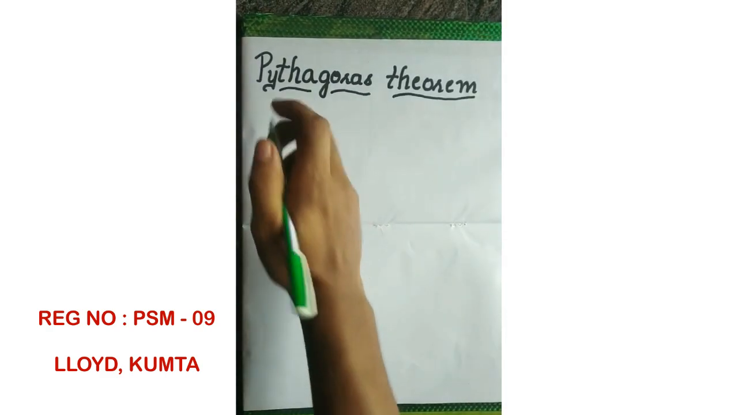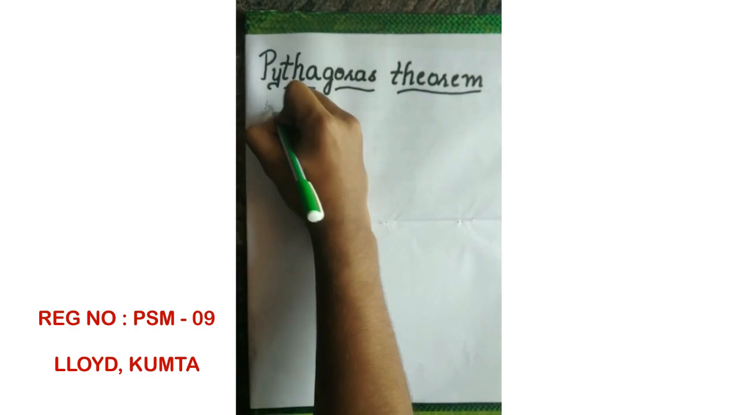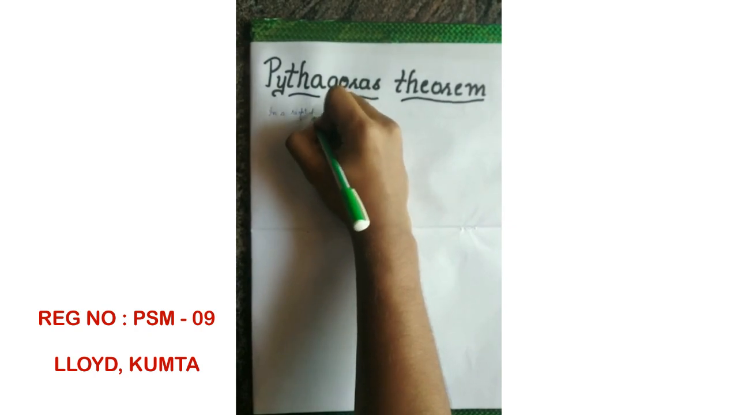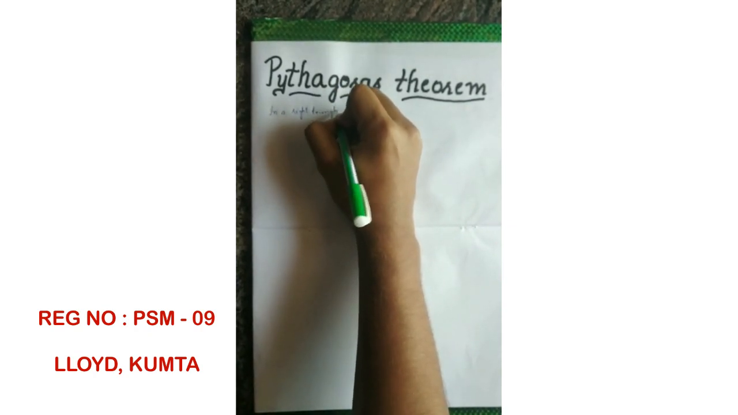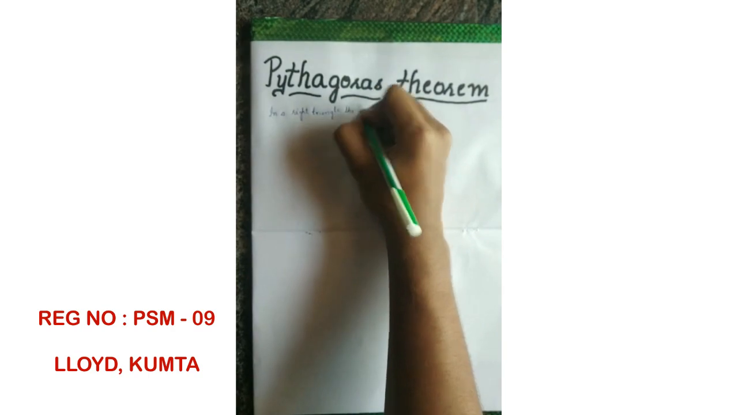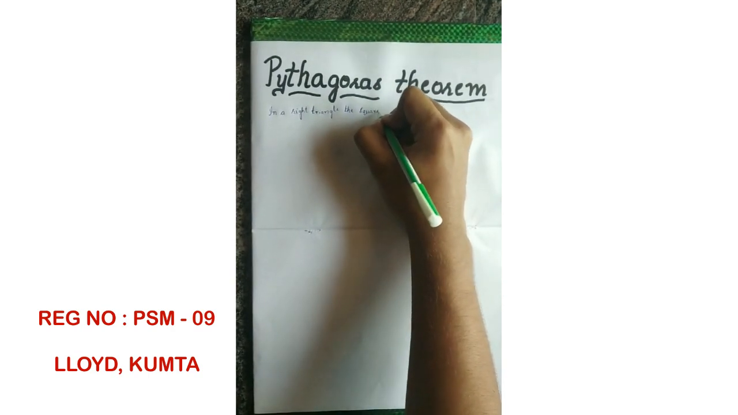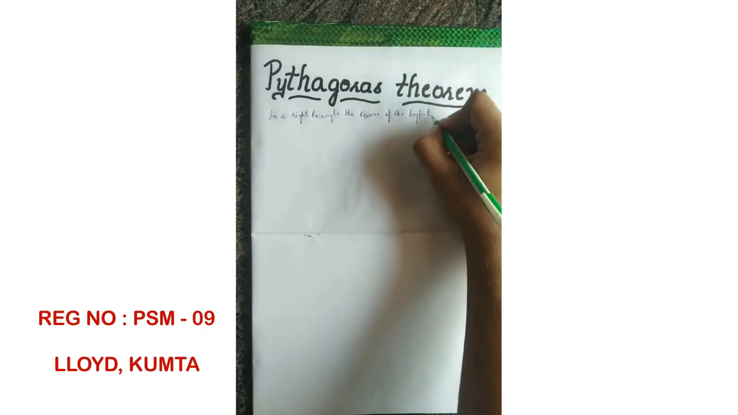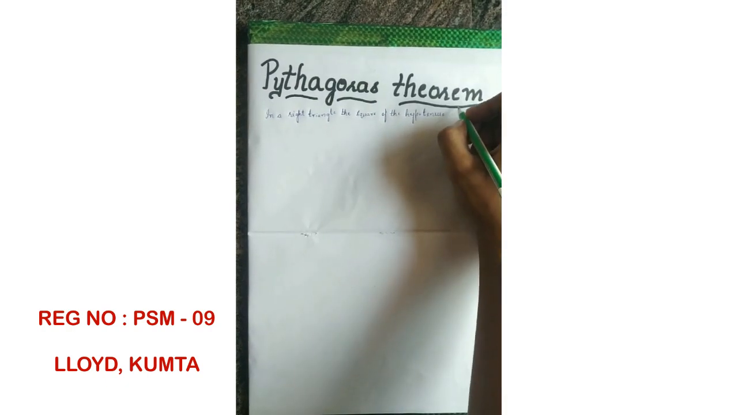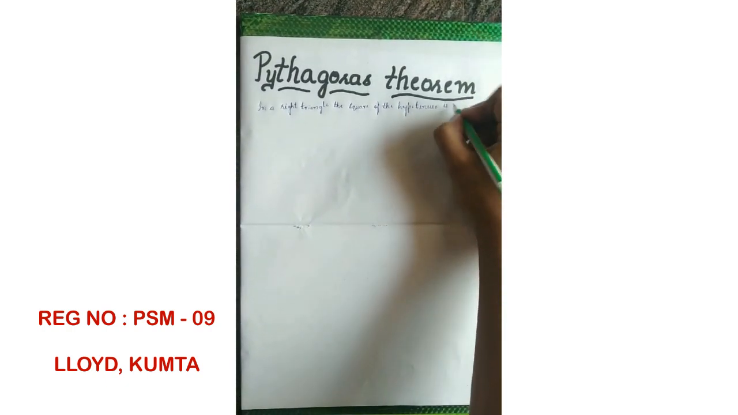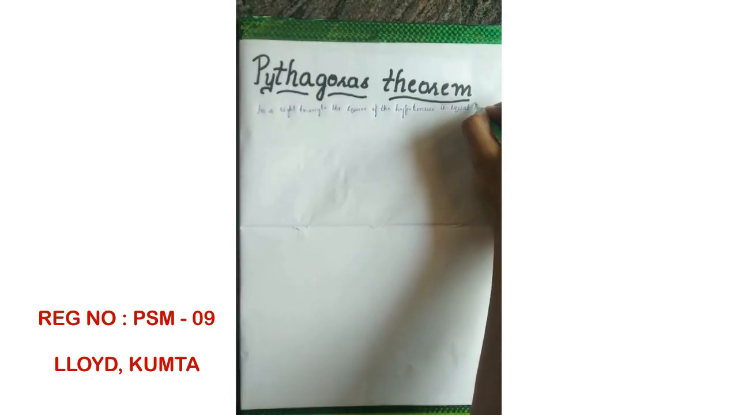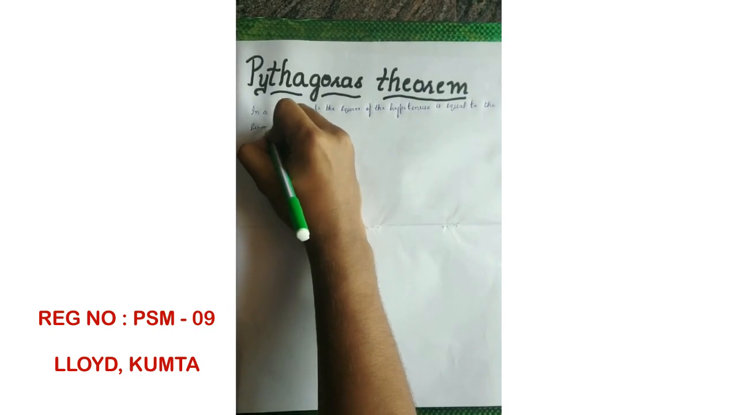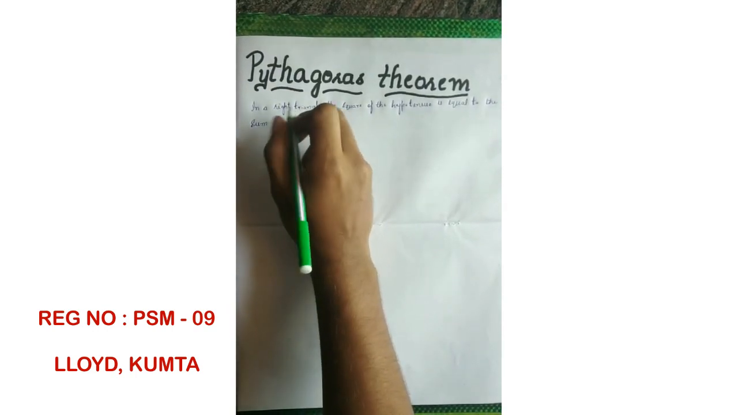So I'll write the definition. In a right triangle, the square of the hypotenuse is equal to the sum of the squares of the other two sides.